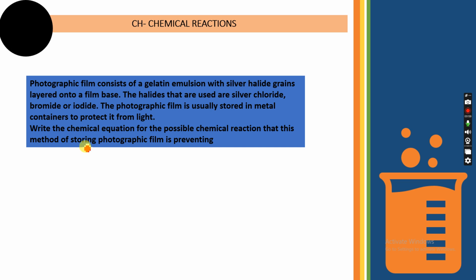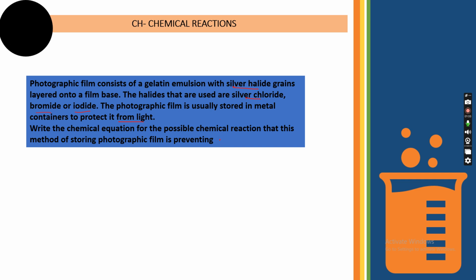Now the first question is: photographic film consists of a gelatin emulsion with silver halide grains layered onto a film base. The halides that are used are silver chloride, silver bromide, or iodide. The photographic film is usually stored in metal containers to protect it from light. Write the chemical equation for the possible chemical reaction that this method of storing photographic film is preventing.